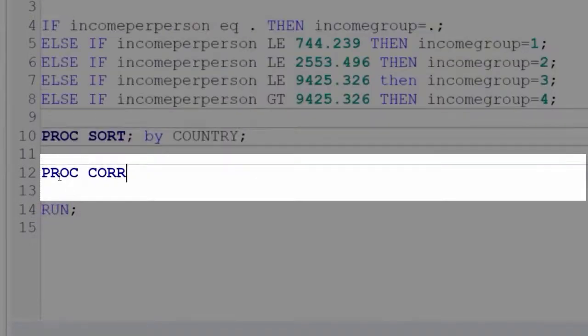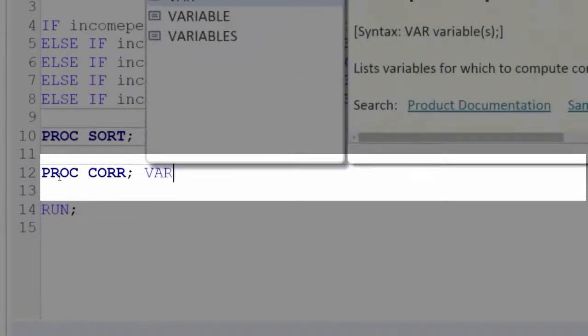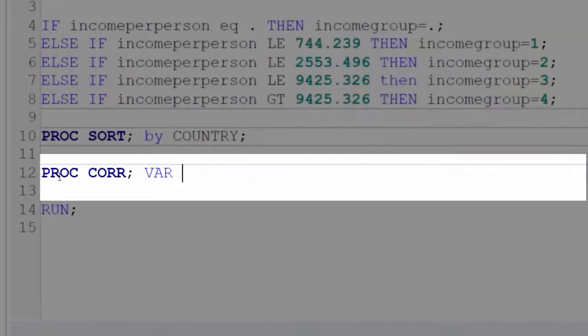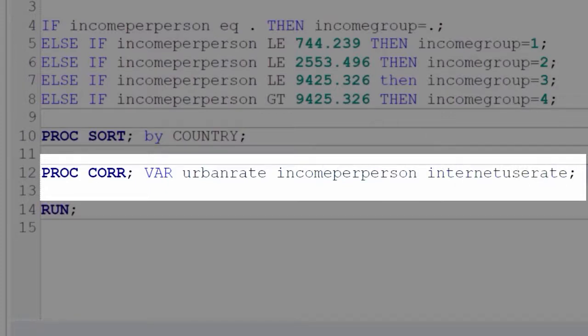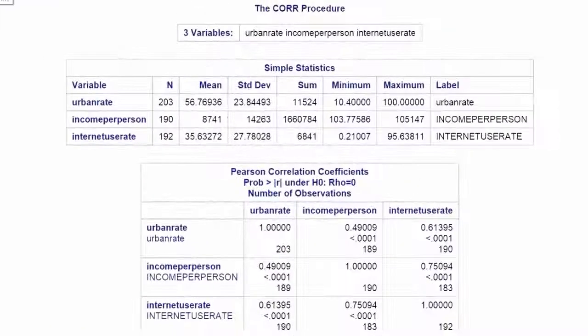Proc corr, semicolon, the statement var, followed by the variables we would like to examine in terms of their correlation with one another. Even though we're going to be looking at two different correlations, that between internet use and urban rate, and between internet use and income per person, we can actually list these together. After ending the list with a semicolon, hit Save and Run, and then SAS will give us the following output.